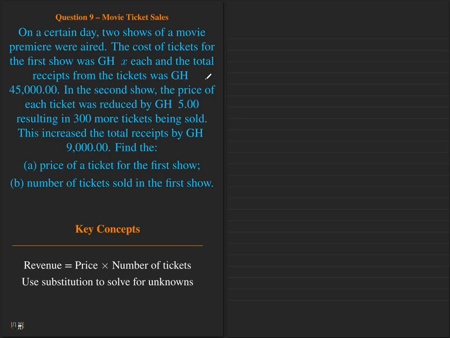This is a very, very interesting scenario. Now, the key concept you are supposed to know in order to solve this question is this. First of all, the revenue is simply the price times the number of tickets that were sold. We will be making use of substitutions to solve for the unknowns.